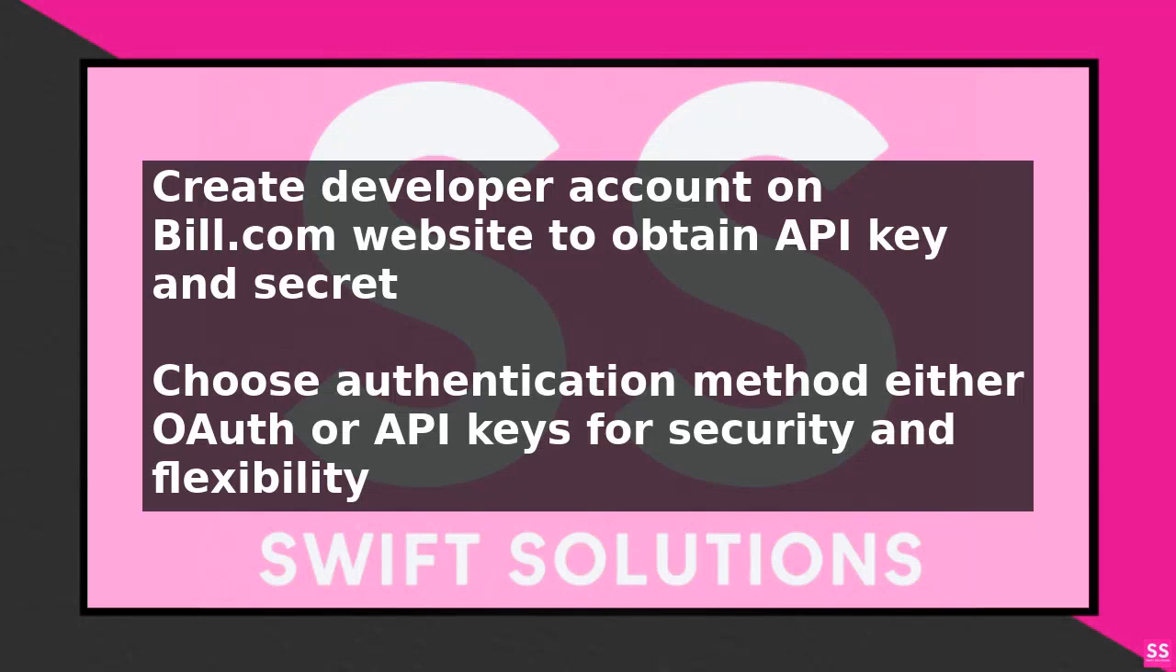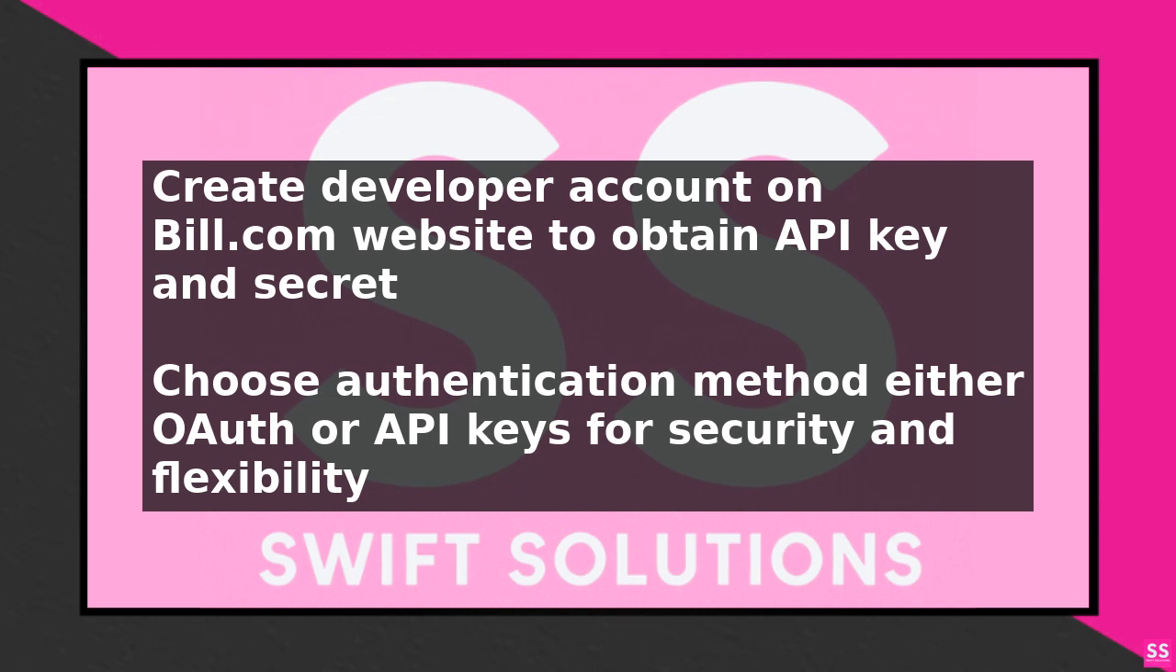To authenticate with the Bill.com API webhook, follow these steps. First, create a developer account on the Bill.com website and obtain an API key and API secret. These credentials are required to authenticate your API requests.